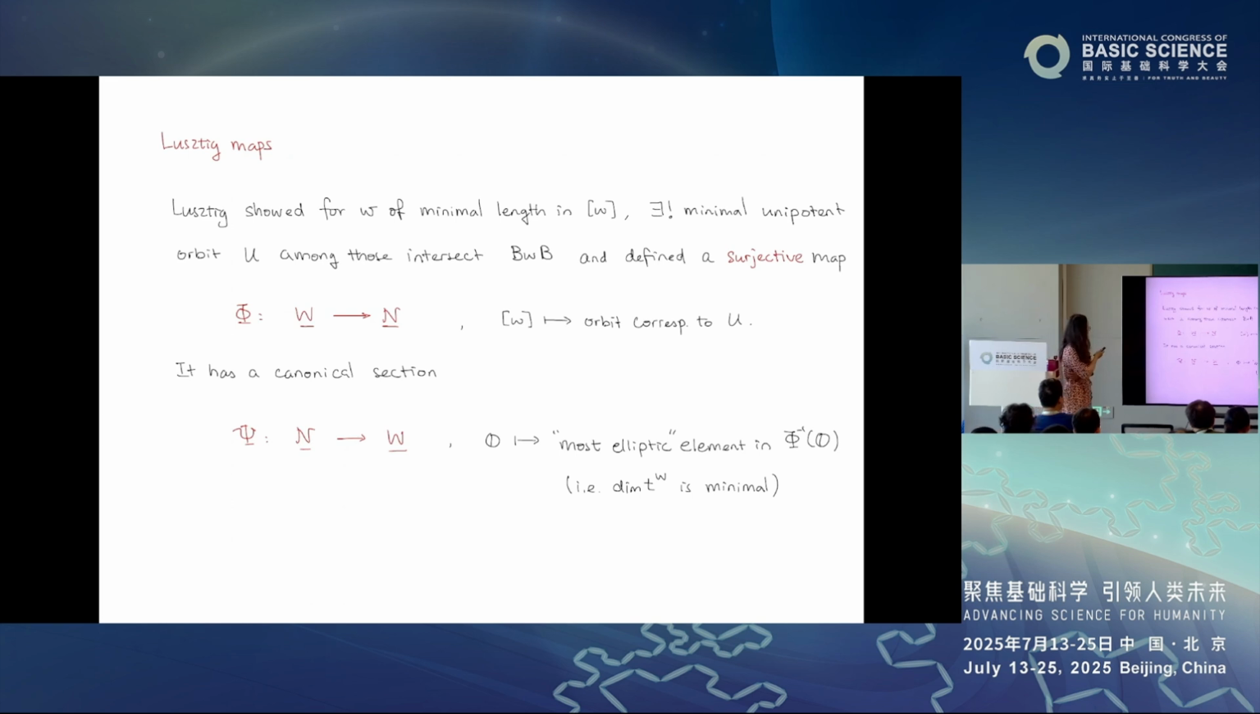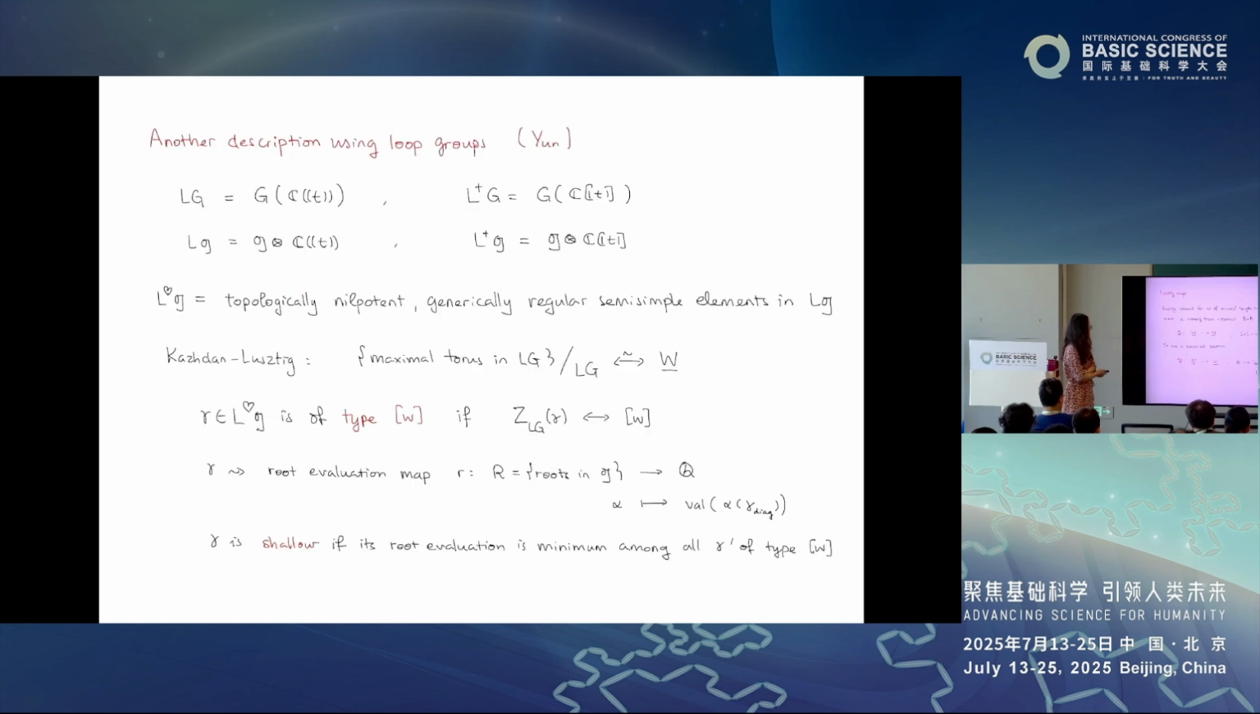Okay, so there's some other way to look at these maps using loop groups. This is what we will use today. I think some part of this map already appeared in work by Kazhdan and Lusztig on the loop groups when they studied fixed point manifolds in the affine flag variety, and then Zhiwei Yun gives the precise relation with Lusztig's maps I introduced before.